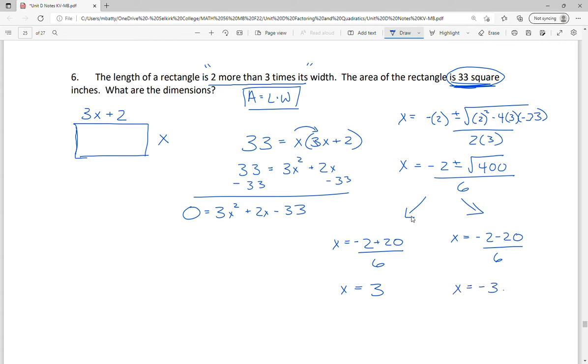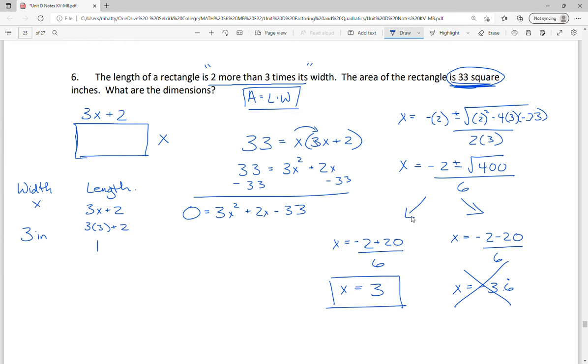It's a negative number. So we're going to reject that one because in the world of geometry, that doesn't make any sense. So now that we've got this, it's not quite our answer. We need to take that back to our diagram. We know that the width was x and the length was this 3x plus 2. So now that we know what x is, we know that the width is 3 inches and the length would be 3 times 3 plus 2. That would be 9 plus 2. That would be 11 inches. And the final answer is that the rectangle is 3 inches by 11 inches.